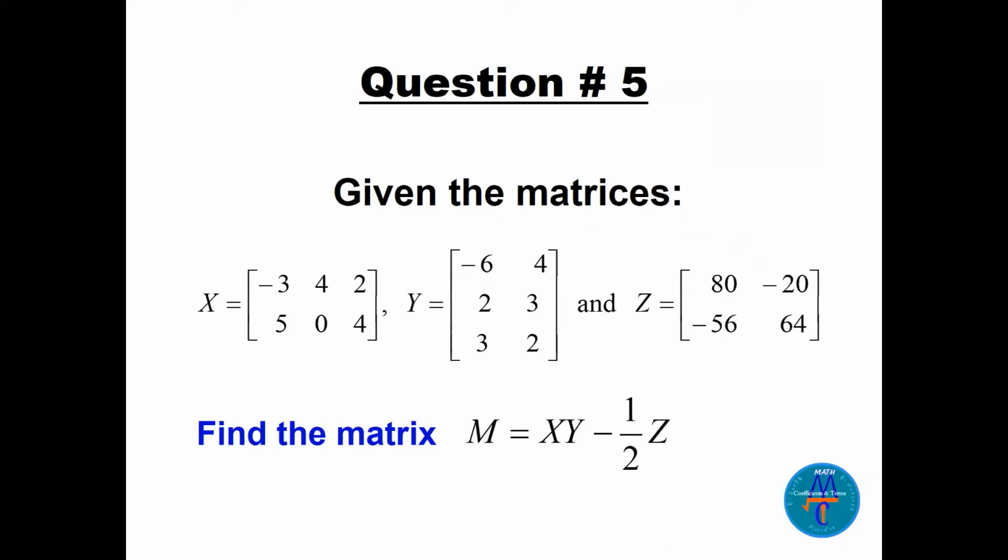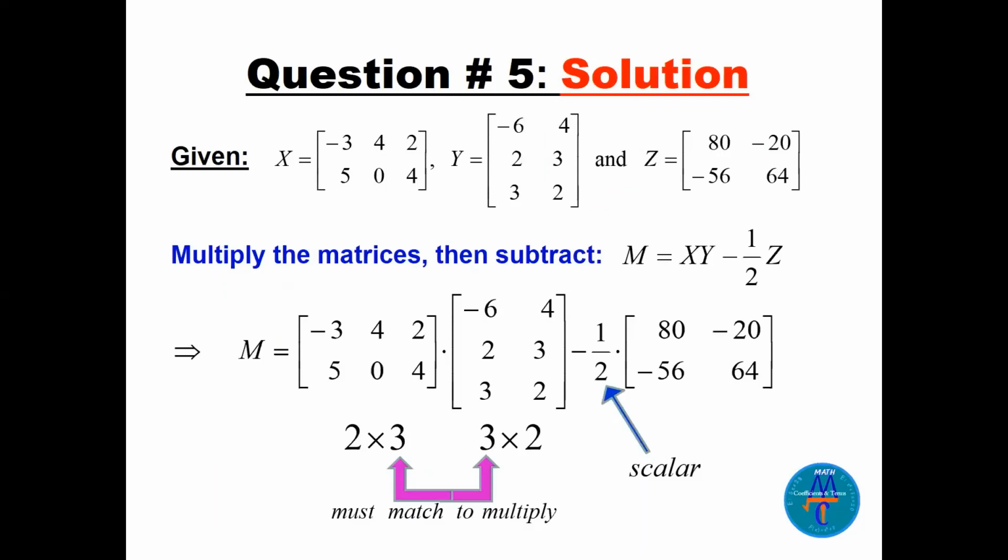So multiply X and Y, you have to check, remember. And then minus half times the Z, this is a scalar. Then you can find the whole answer for M. That might take 2 slides like this. Okay, first I have to check here, X and Y. See, this one is 2 rows, 3 columns, 2 by 3. This is what I mean, must match. This is 3 rows, 2 columns. Always we go rows and columns. So these numbers match here. They must match. So the answer will be 2 by 2.